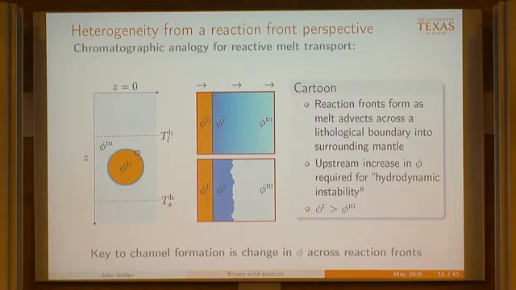The key to understanding whether a reaction front would enhance channelization, or be conducive to channelization occurring, is: does that reaction dissolve the matrix around it? So is it increasing porosity as it flows? There's an upstream increase in porosity that's required for hydrodynamic instabilities to occur. So the key to understanding the plausibility of formation of channels in this specific context is: what's the change in porosity across the reaction front?